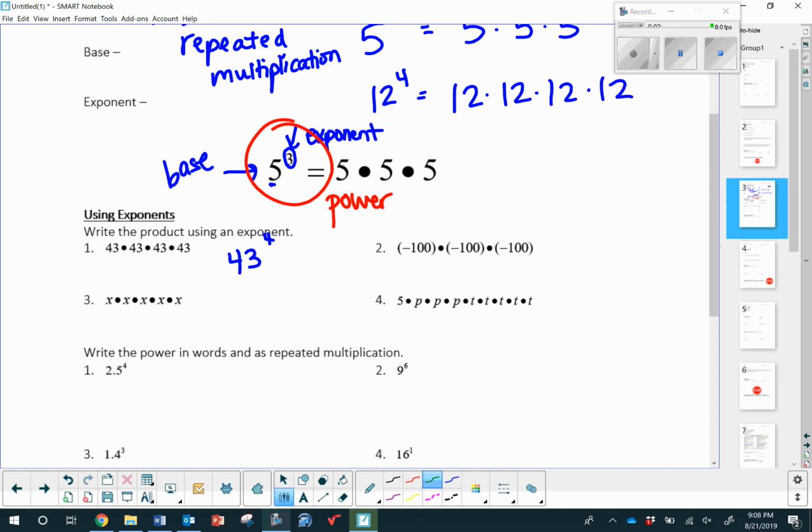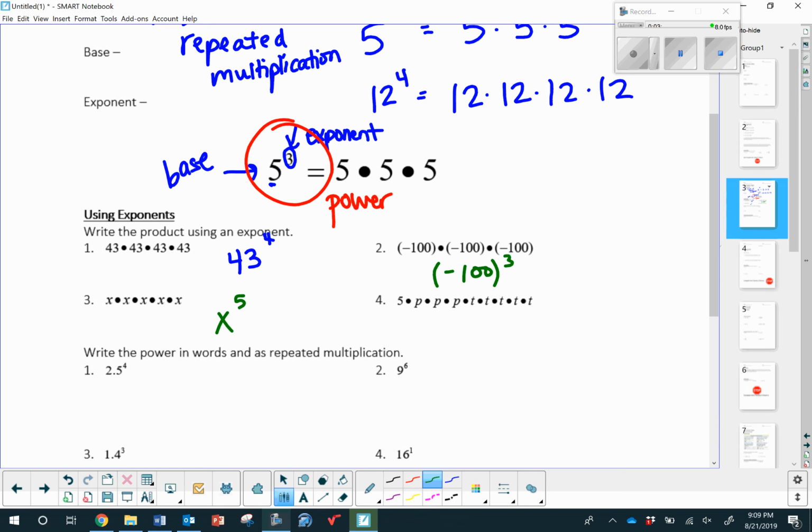So again, number 2, we have negative 100 3 times. Does not matter if it's negative, it works the same way. Negative 100 is our base. 3 is our exponent. If you look at number 3, we have a variable. Again, it doesn't matter that it's a variable. It works the exact same way. X is our base. We have 1, 2, 3, 4, 5 x's. So that's x to the 5th power.